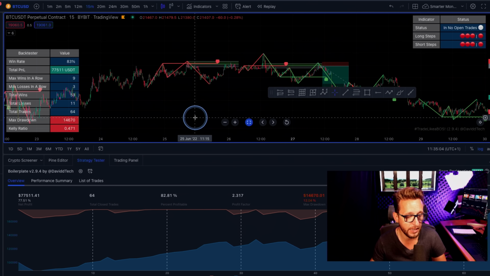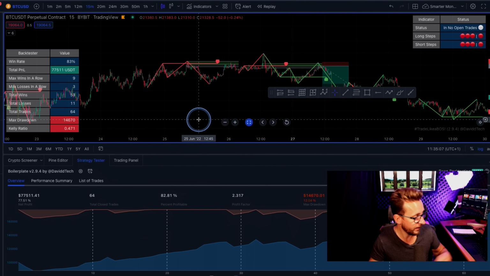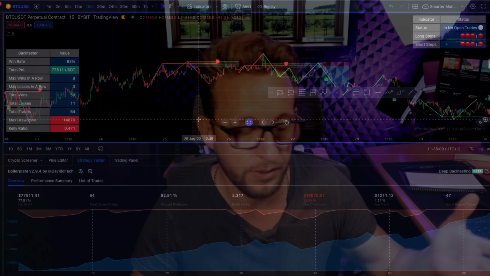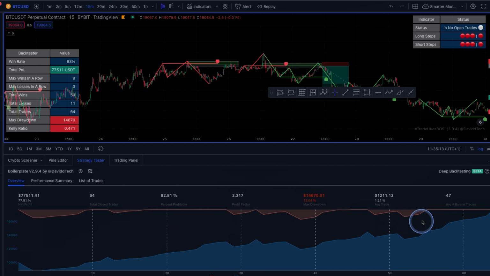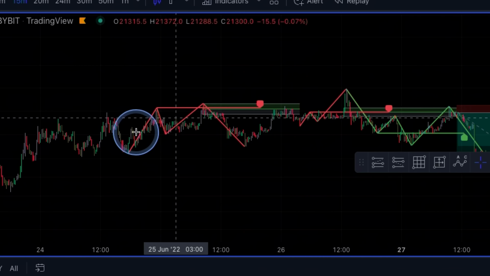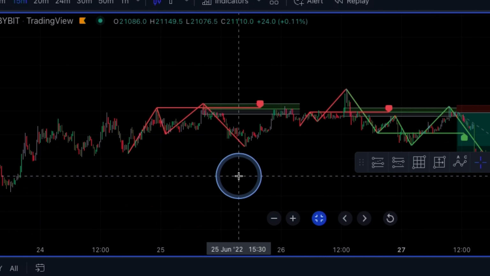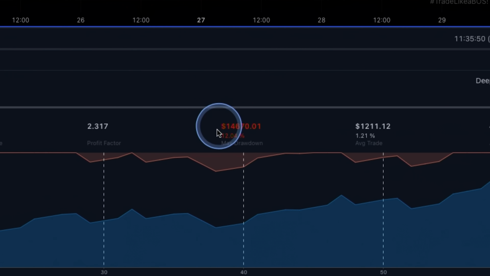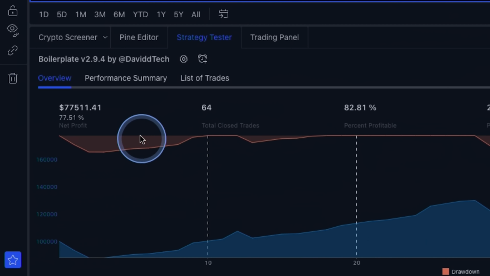Like I said, I haven't spent an enormous amount of time backtesting this. Let me remove myself from the screen here so you can see the whole of the equity curve. So we have an 82% win rate, which is absolutely amazing. We have a 2.3 profit factor. We have 12% drawdown. Now this is on 20x leverage, so that will help to increase the drawdown. It will also help to increase the profit. We have a 77% net profit, which is fantastic.